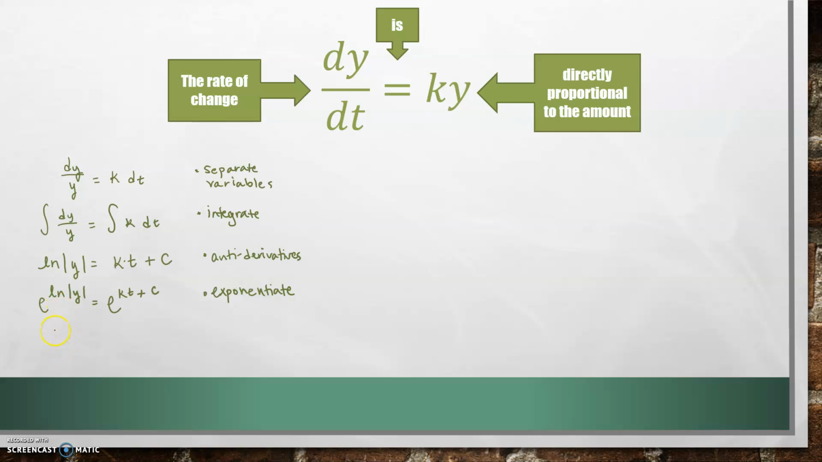This side, the natural logs cancel, so I get absolute value of y is equal to e to the kt plus c. And then I'm going to remind you of an exponent property, which is e to the a times e to the b is equal to e to the a plus b. That is the product rule for exponents. So I'm going to change this sum of exponents to a product. So I get absolute value of y is equal to e to the kt times e to the c. And that is the product rule for exponents.